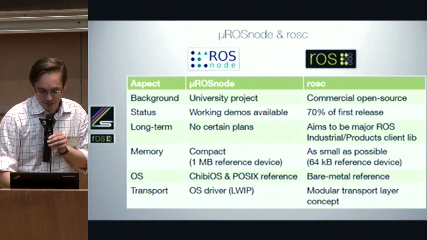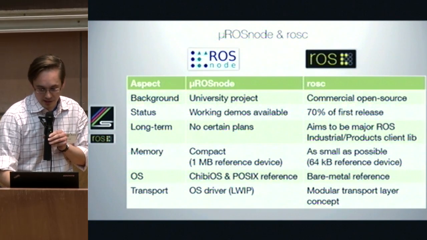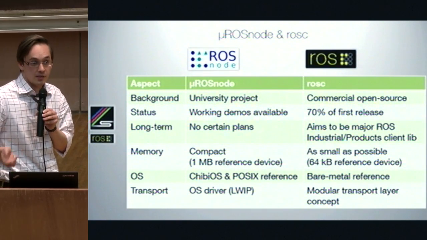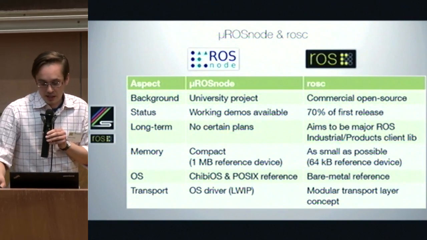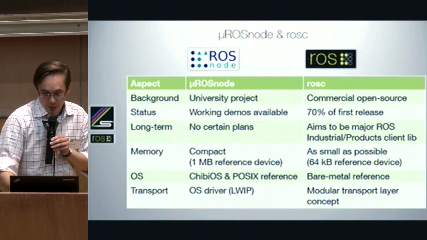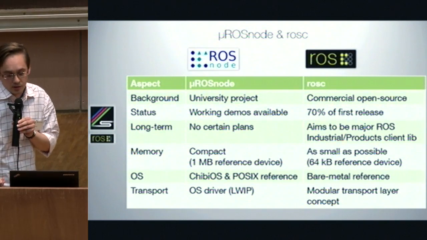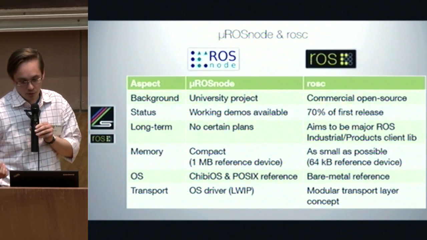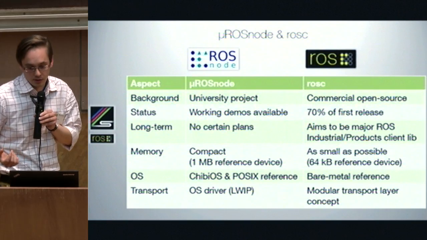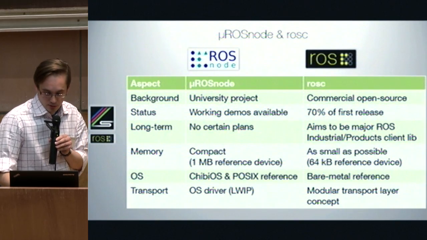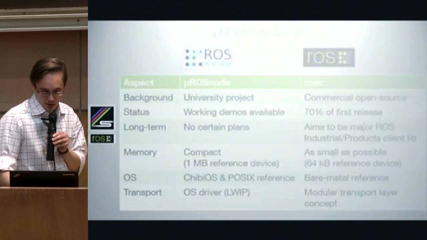But on a technical basis, there are three main differences. rosc has tight memory constraints, mostly because it shall run on bare metal systems, and the issue I told you before, where MicroROS until now relies on an OS. The bare metal reference that we use also sets our requirements, and the fact that we want to support more than just Ethernet communication in the long term leads rosc to have a modular transport layer concept, where MicroROS yet uses the OS infrastructure with LWIP.